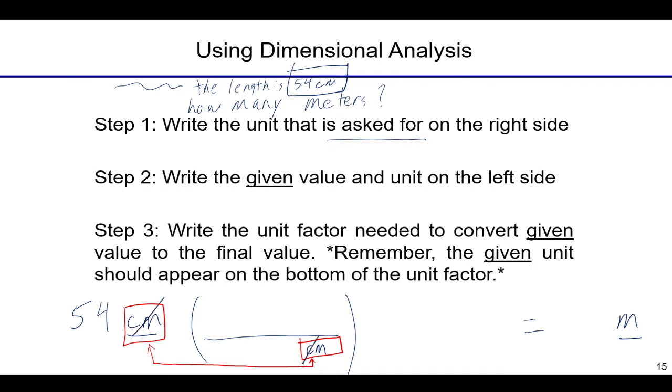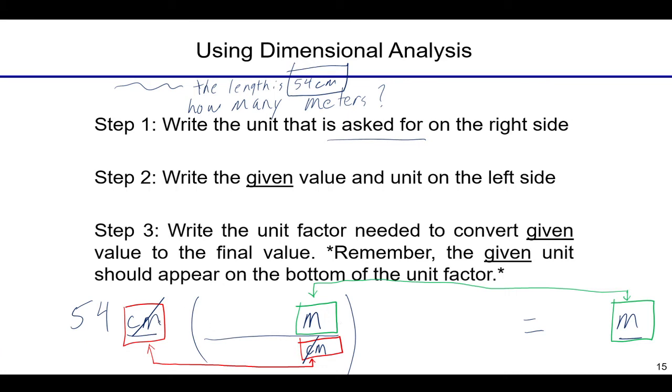Centimeters is going to cancel. Meters will go in the top because whatever unit you're asked for must at some point appear in a numerator. It doesn't have to be this first one. There might be multiple parentheses, but it must appear somewhere in the numerator. Here we can do it in one step, and you'll get some familiarity with when you can do it in one step and when you can't.